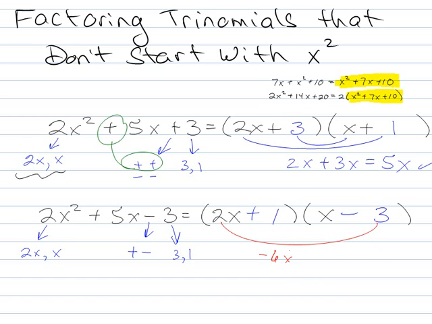Minus 6x plus x gives me minus 5x. So I've got the right number, wrong sign. So I'm really close. Right number, wrong sign. So switch signs. So again, I would write that on your paper if you're taking notes. Right number, wrong sign. So I'm going to switch the signs.